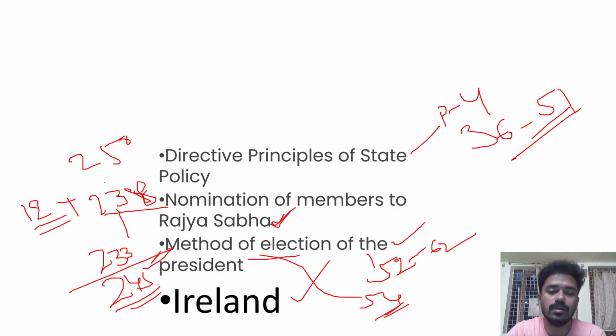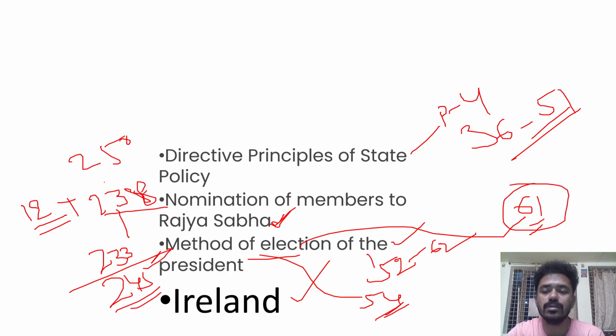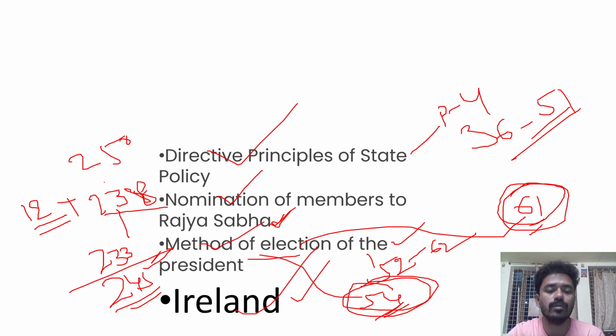And there is one more important article regarding the president. The president can be impeached, this is mentioned in article 61. Presidential impeachment 61, presidential elections 54. So directive principles of state policy, nomination of members to Rajya Sabha, and the method of elections to the president are borrowed from the Irish Constitution.